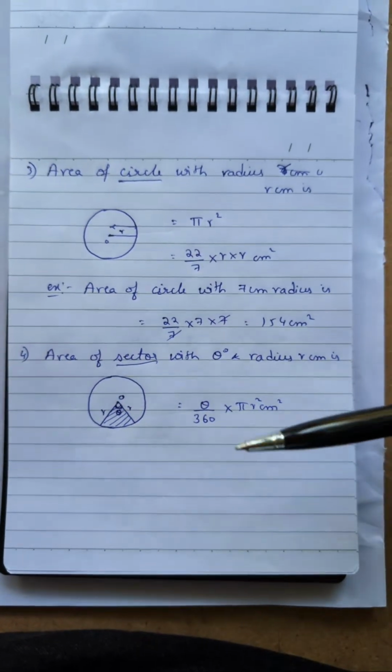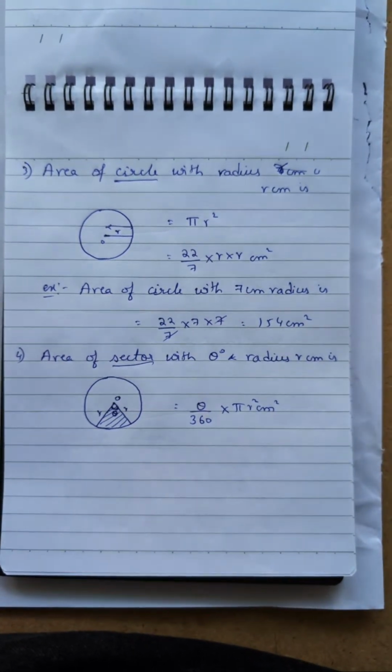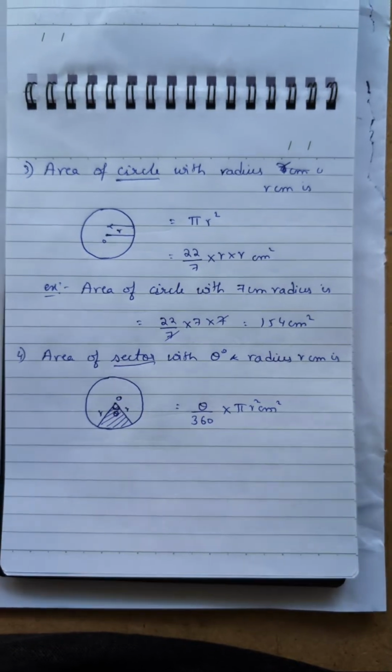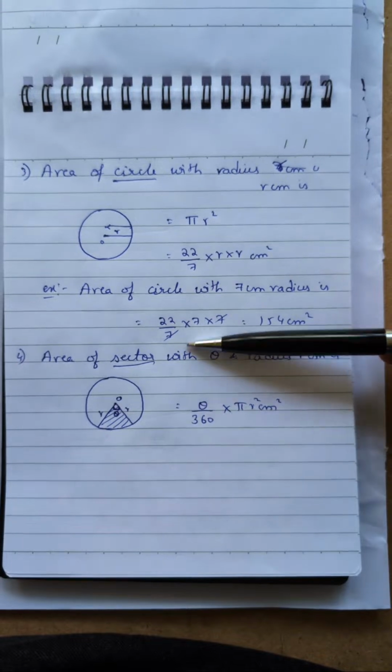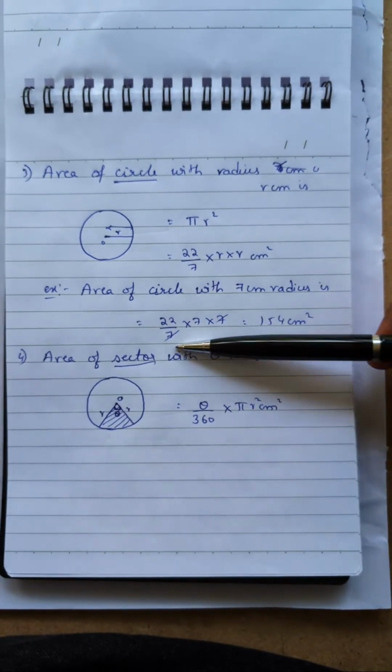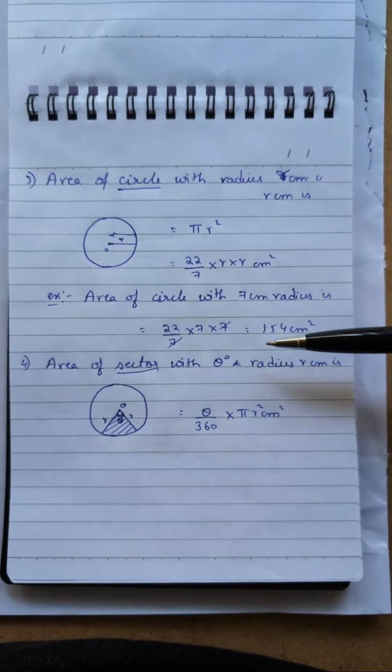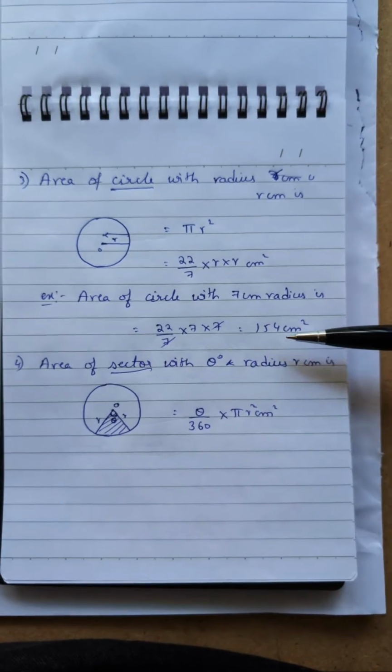So for example, let's consider this question, that is area of circle with 7 centimeters as radius. So how can we find it? Area of circle formula, as I mentioned, is pi r square, that is 22/7 into 7 into 7. So 7 gets cancelled. So for this question, the area of circle is 154 centimeters square.